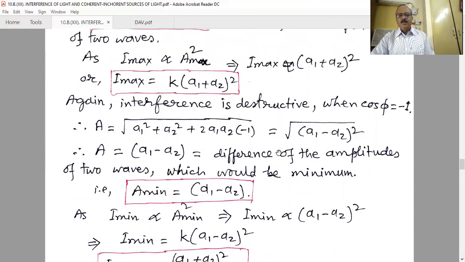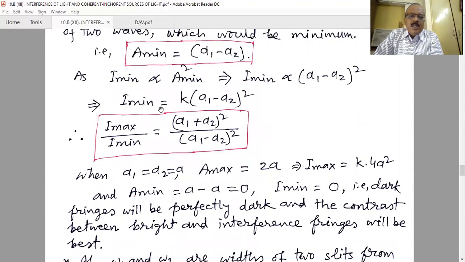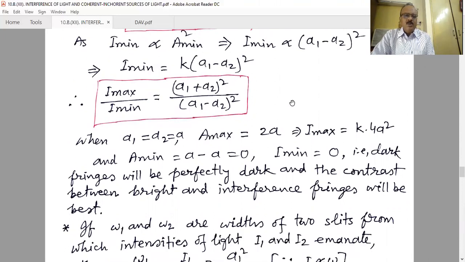And at the maximum place, that means at constructive interference, the resultant amplitude will be the sum of the two amplitudes. Naturally, the intensity decreases at the minimum point, and I minimum varies as A minimum squared. Therefore I minimum varies as (a1 - a2)², or I minimum is k(a1 - a2)². And if you want to find I max by I minimum, that will be (a1 + a2)² divided by (a1 - a2)². From this, you can find the ratio of I max and I minimum.